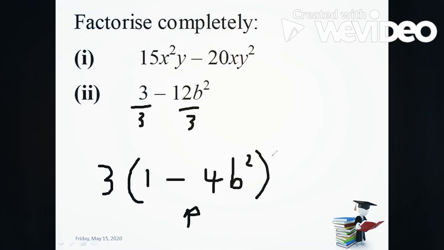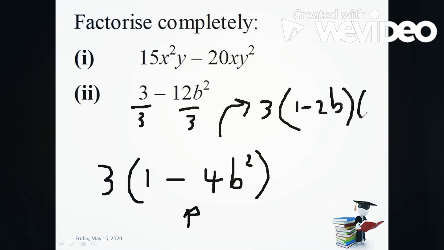So we're going to factorize this bracket here. So it goes up here, and that's going to be 3. And when you factorize it by difference of 2 squares, it's going to be 1 minus 2b, bracket 1 plus, let me see if I can get a different color here, 2b. All right, so this is our answer.